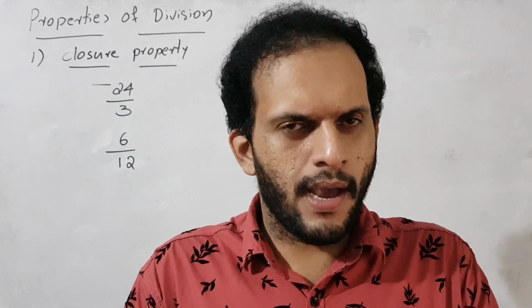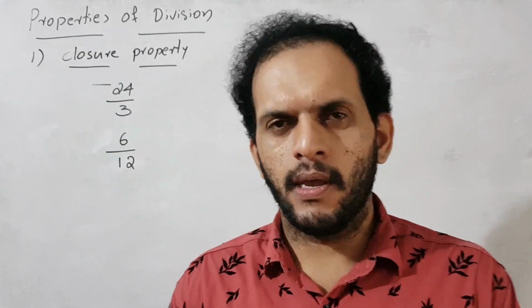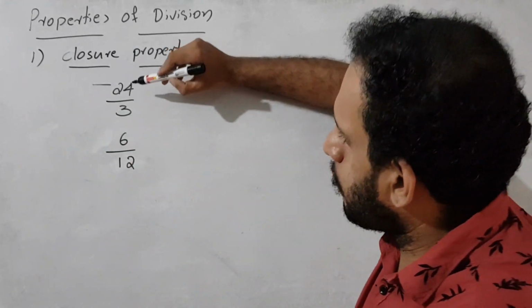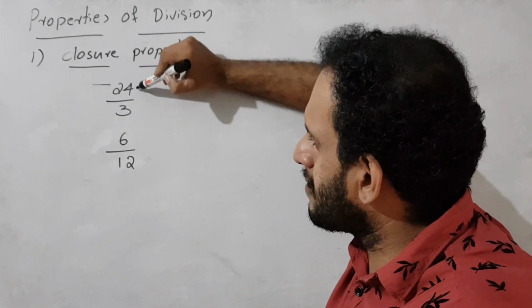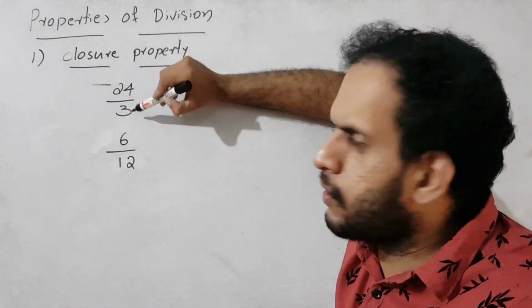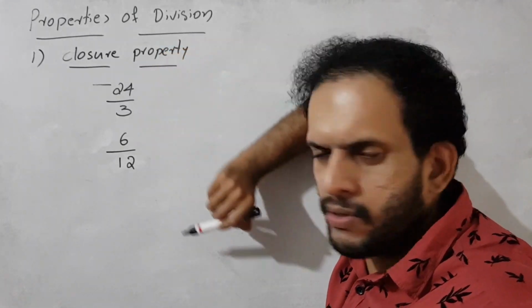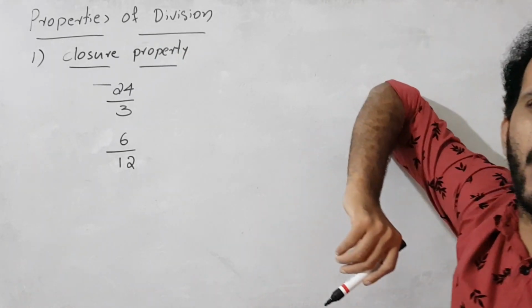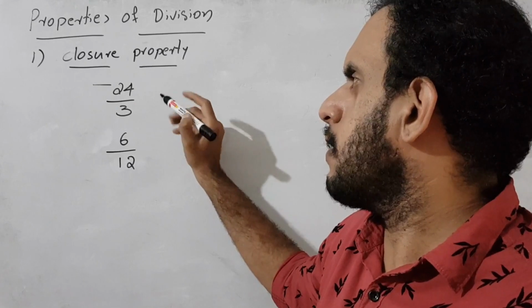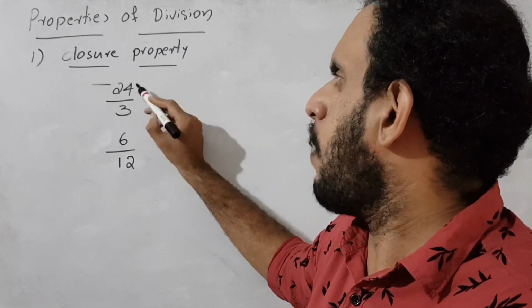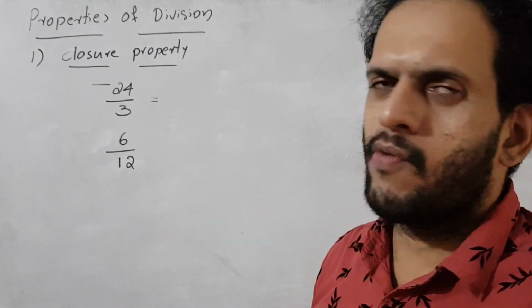So we are checking the closure property. Here we choose two integers, minus 24 and 3. We know minus 24 is an integer, and 3 is also an integer. We are dividing two integers. Here, minus 24 divided by 3 is a division. We are dividing one negative and one positive integer.